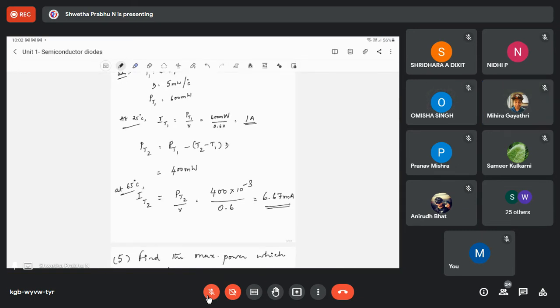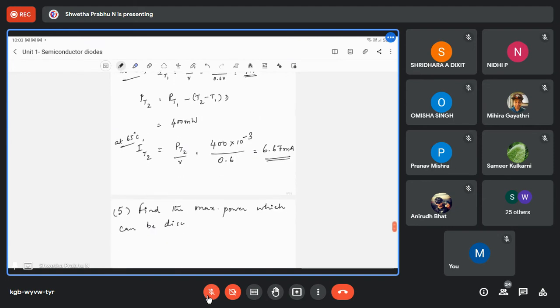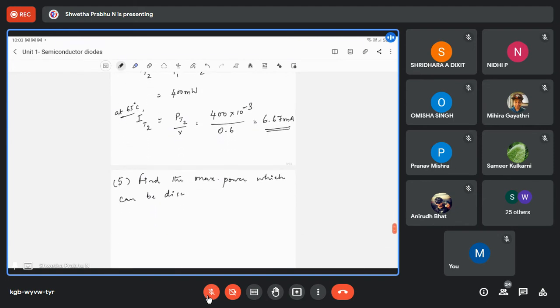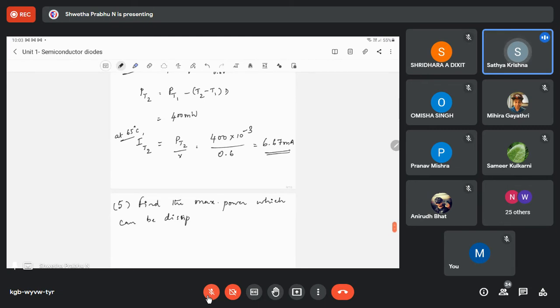Okay, fine. So that is the reason you solve, and if I make any mistakes anywhere, please let me know. Fine, proceed. Next, find the maximum power which can be dissipated. Come again, someone is calling. Satya, tell me. It's actually 0.67 amps, like the exact value. It's not 6. Yeah, it's 667 itself. Yeah, it's the previous one.